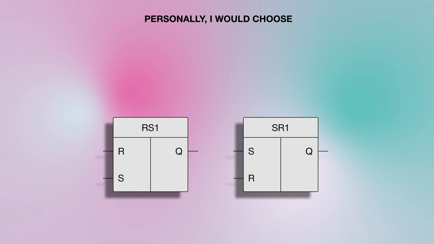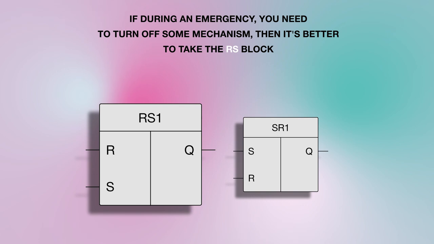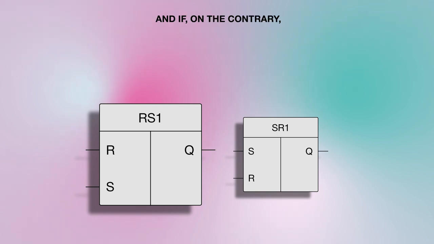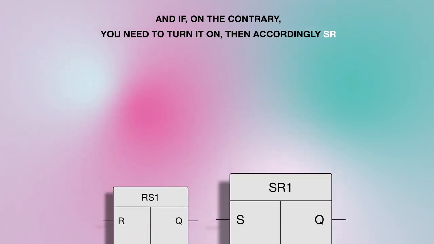Personally, I would choose based on the scenario. If during an emergency you need to turn off some mechanism, then it's better to take the RS block. And if, on the contrary, you need to turn it on, then accordingly SR.